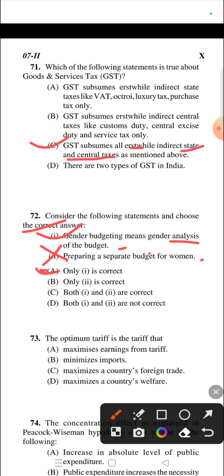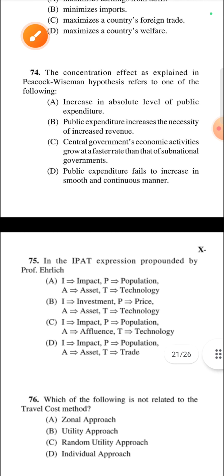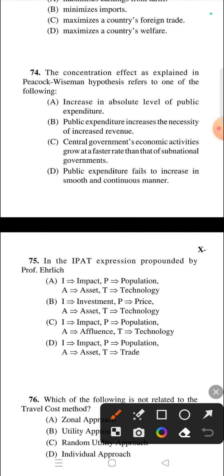Question number 73. The optimum tariff is the tariff that maximizes a country's welfare. Option D. Question number 74. The concentration effect as explained in the Peacock-Wiseman hypothesis refers to one of the following. The right answer is option C: central government's economic activities grow at a faster rate than the subnational governments.